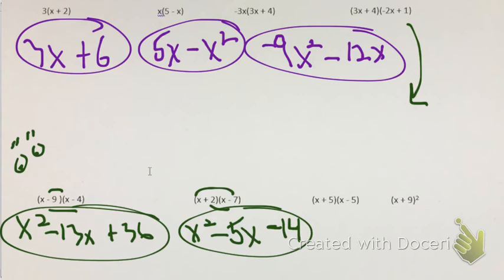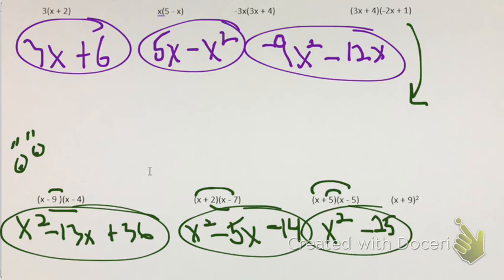x plus 5, x minus 5, you might remember it as there's the first term, there's the last term, and there is no middle term. I know that's rare, but you're going to get minus 5x on the inside and plus 5x on the outside. Plus and minus 5x, they cancel each other out. That's called a difference of squares.